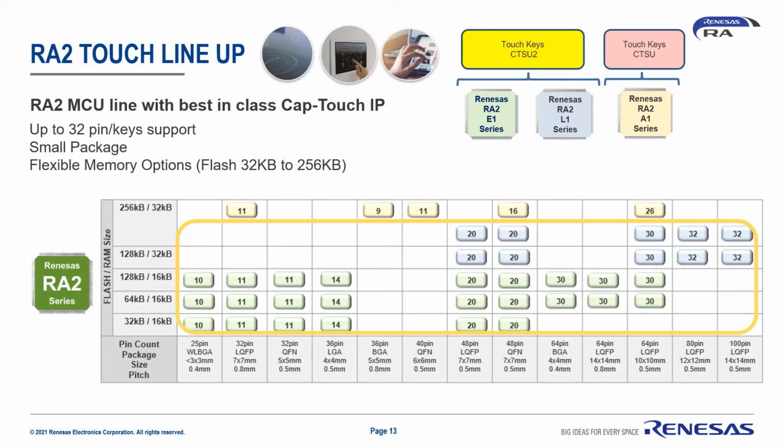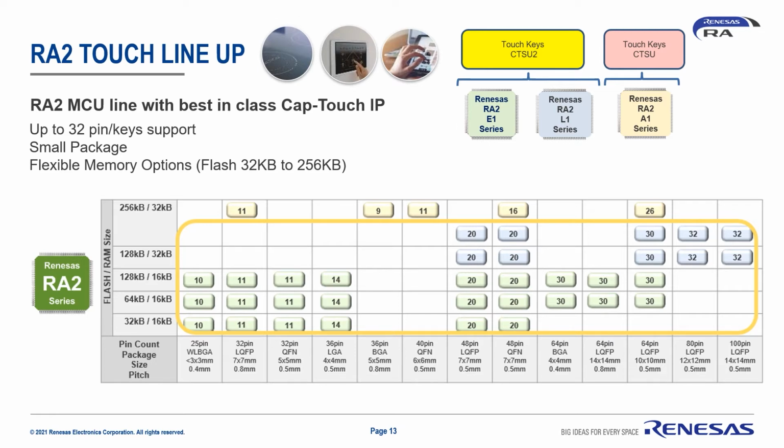Maybe more useful for you, here is the number of sensor channels available for each device depending on the flash size and package for the Array2 series. The Array2 series is part of the Array family dedicated to low power applications. The Array2 E1 and L1 embed our latest capacitive touch technology based on the Cortex-M23.